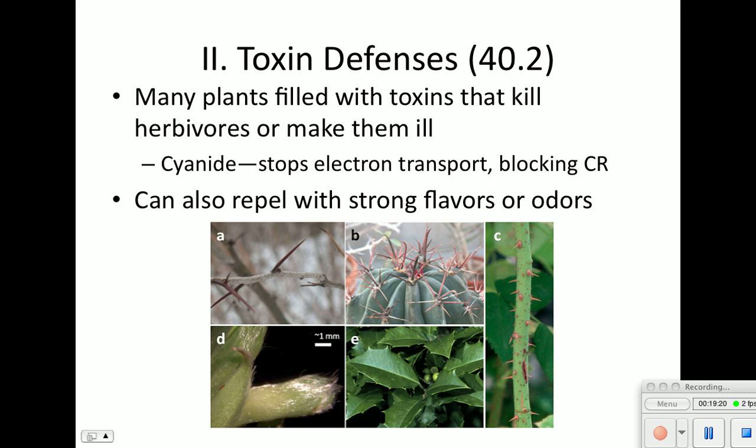Toxin defenses. Lots of plants have toxins or chemicals that will kill herbivores or make them sick. One of the most common toxin defenses is cyanide. What cyanide does to an organism is it stops its electron transport chain. And what is the ETC found in? Where is it found?